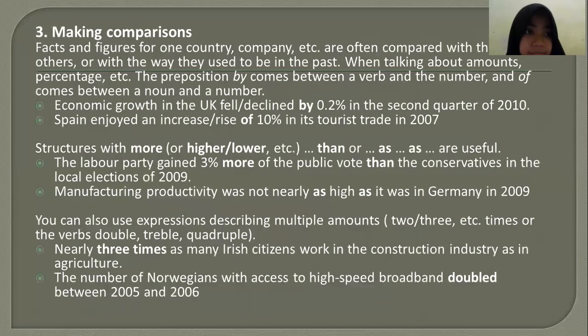Next, making comparisons. Facts and figures for one country, company, and others are often compared with those for others, or with the way they used to be in the past. When talking about amounts, percentages, etc., the preposition by comes between a verb and the number, and of comes between a noun and a number.